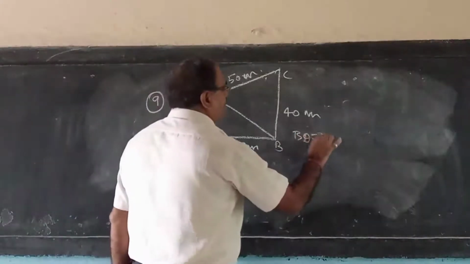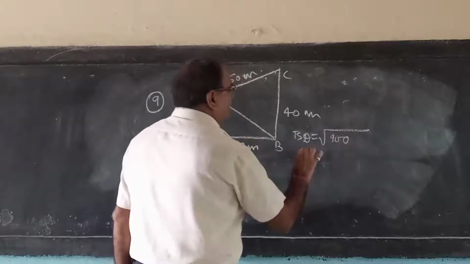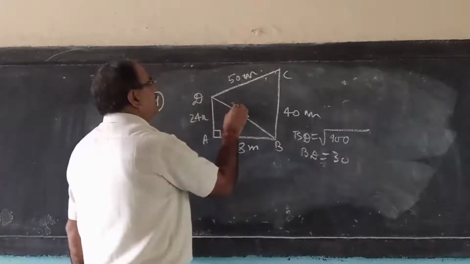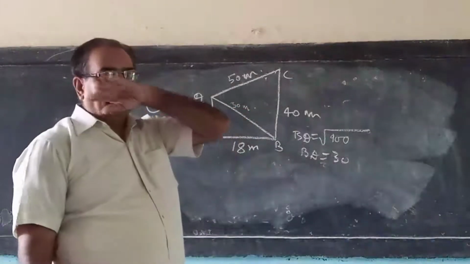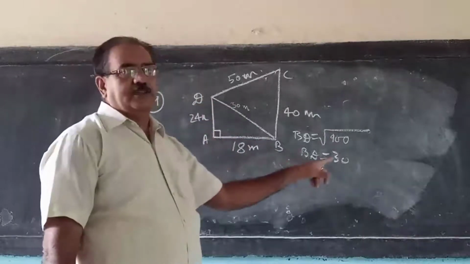So what BD value will come? BD will come by using the Pythagoras theorem. Right? It will come 900. So BD is equal to 30. This is 30 meter BD. By using the Pythagoras theorem, means BD square is equal to AD square plus AB square.